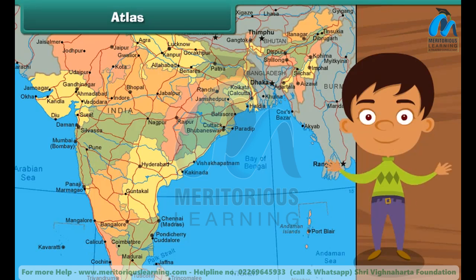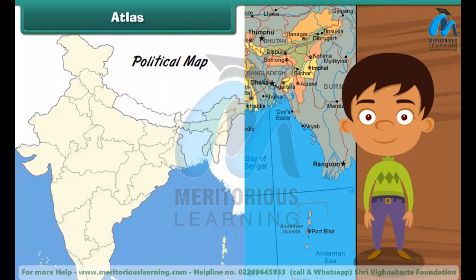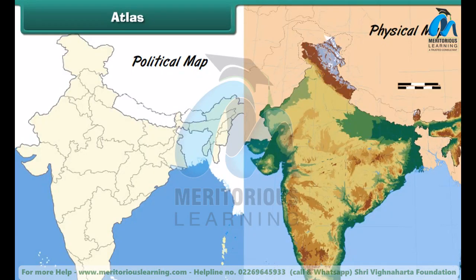Maps are of two types, political and physical. Let us learn about them in detail.